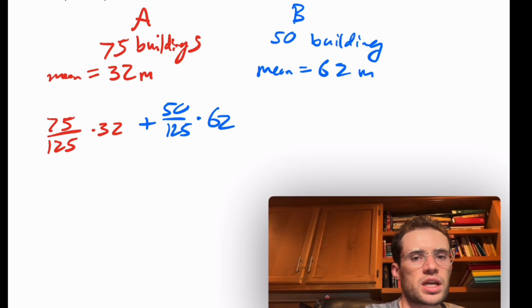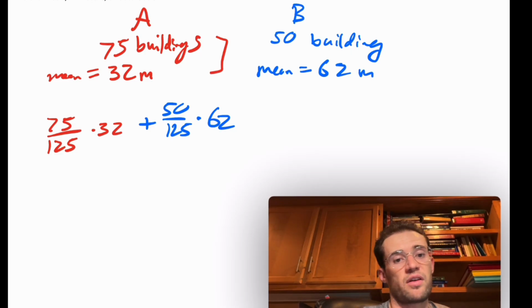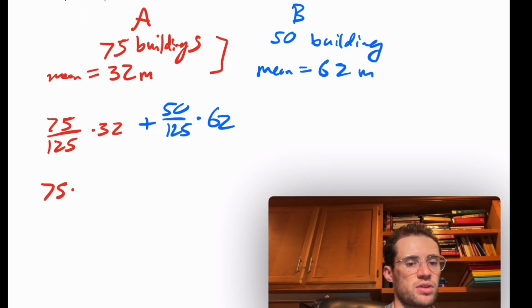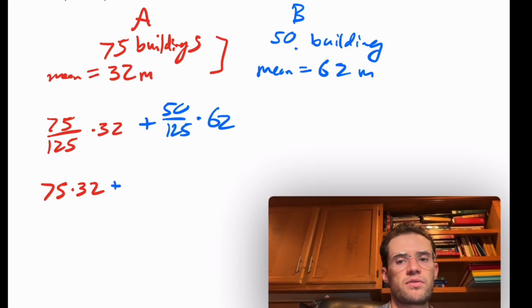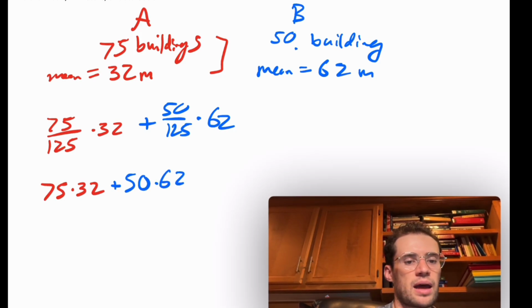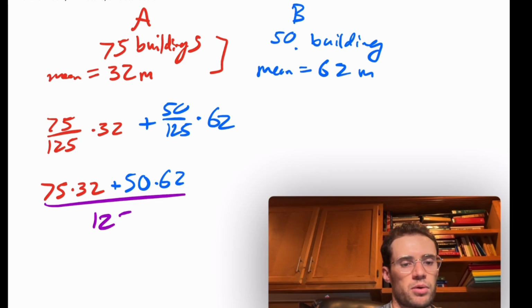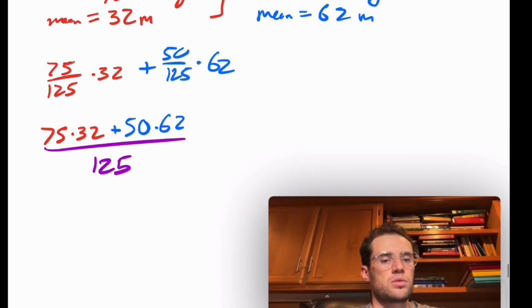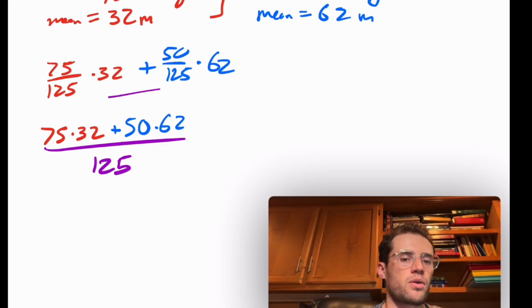Or I think the more standard way is to figure out what's the total height of all of these 75. Basically if you stacked all of those 75 buildings, it'd be 75 times the mean of 32. And then you'd add that with 50 times 62, the total height of the B buildings. And then you divide that by the total number of buildings when you combine them all. So divide that by 125.